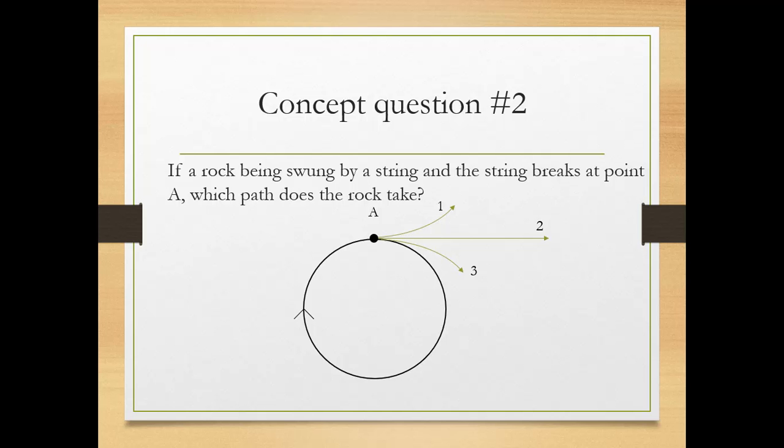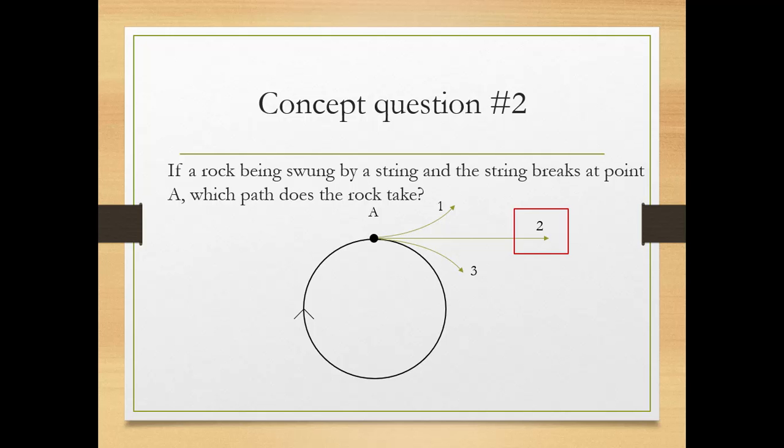Well, let's think about this for a second. If the string breaks, then there's nothing to keep this rock moving in a circle. You've eliminated that force. In circular motion, the force that gets directed toward the center of the circle is the net force acting on the object, so the net force is now 0. The object should move in a constant direction, or the direction of the object shouldn't change. Only one of these three paths has a direction that doesn't change, and that's path 2.